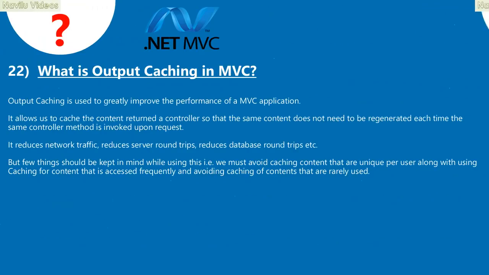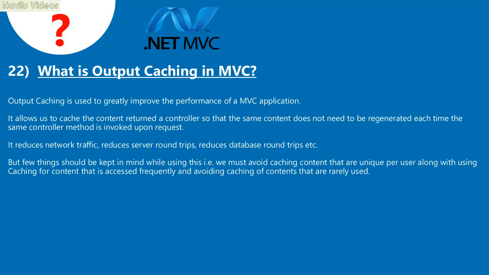22. What is output caching in MVC? Output caching is used to greatly improve the performance of an MVC application. It allows us to cache the content returned by a controller so that the same content does not need to be regenerated each time the same controller method is invoked upon request. It reduces network traffic, server round trips, database round trips, etc.